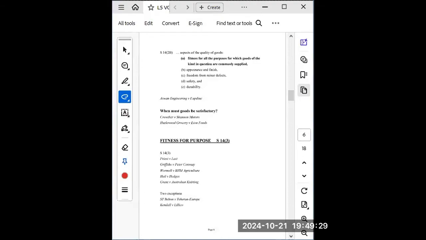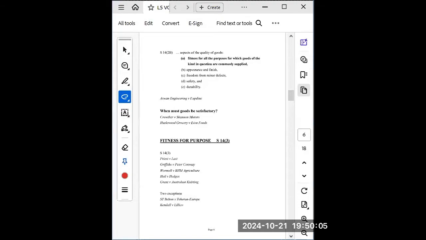So this impliedly made it known to the seller that the air compressors would be resold in Persia. And so they need to comply with local regulations. So that's why the buyer said breach of 14.3. The court said, well, yes, the buyer impliedly made it known to the seller the particular purpose for which he required the goods. In other words, for resale in Persia, but there was no breach of 14.3.